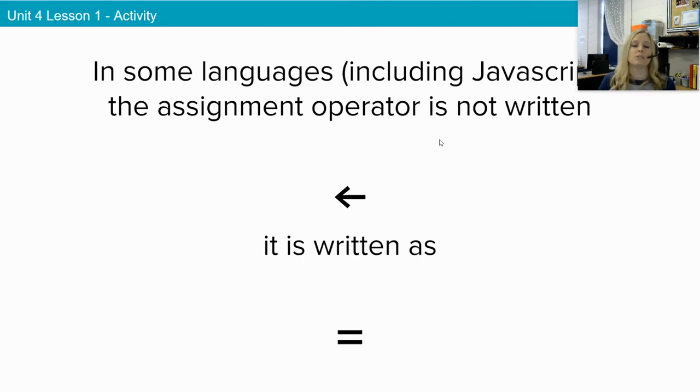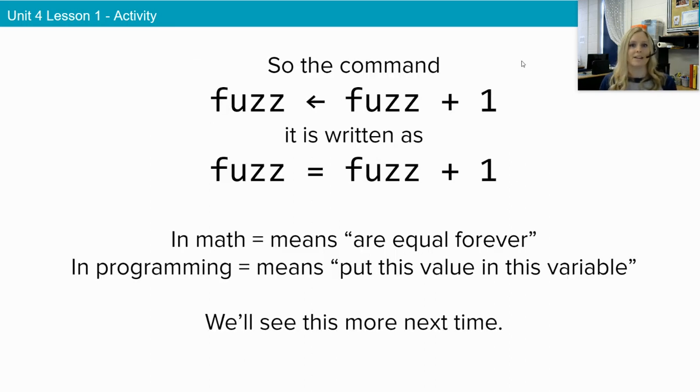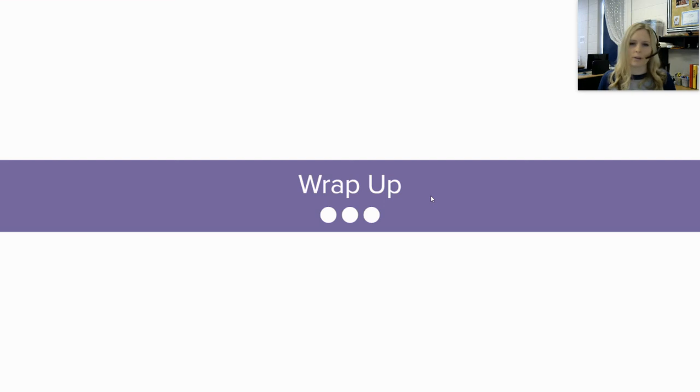So in some languages, the assignment operator is not written with an arrow. It's actually written with an equal sign. But this does not mean equals. We say gets. Fuzz gets fuzz plus 1. It's an assignment. We're saying whatever's over here on the equal sign is what we're giving the value to the variable fuzz. So it just means we're putting a value in the variable, and you'll get used to it. It'll be fine.